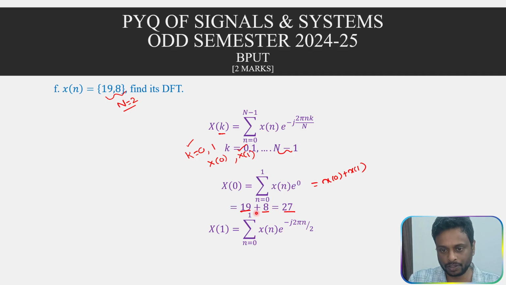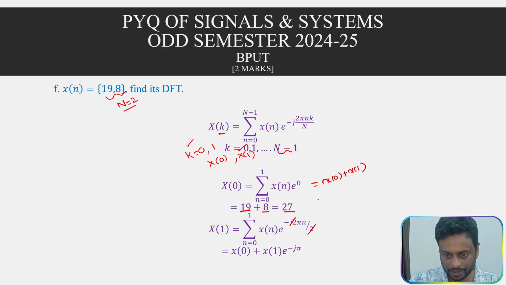So it is the sum from n equals 0 to N minus 1, where capital N equals 2. So it will be x of n times e to the power minus j 2 pi k n divided by N, where the k value is 1. So it will be minus j 2 pi n divided by 2. Now this 2 gets cancelled out. So you can put the values n equal to 0 and n equal to 1.